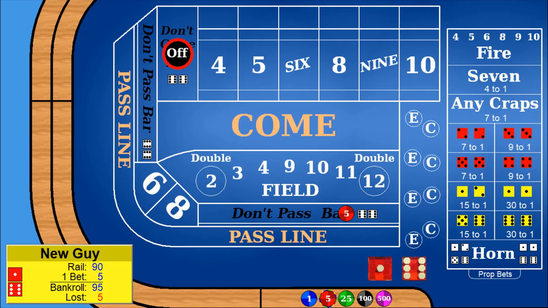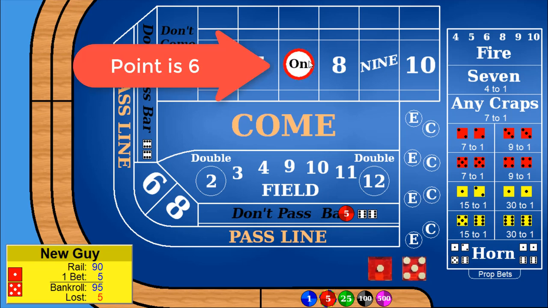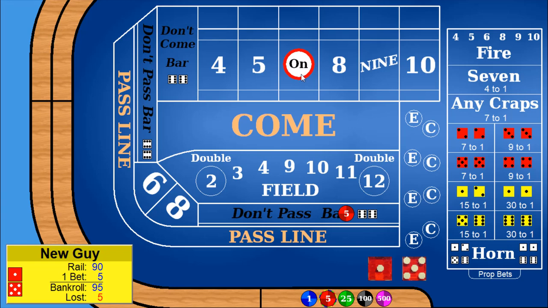Okay, so once again, let's say we roll a point. Let's take it to the 6. Okay, so as you can see, now our puck has moved to the 6 and it is on. So our point is now 6. So now we have flipped it. If a 6 rolls before a 7, we lose. Now, here's the catch. If a 7 rolls before a 6, we win.